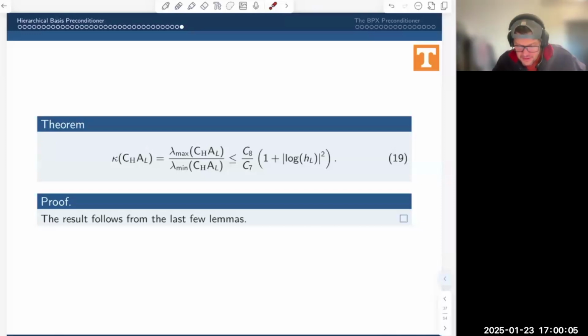So the next topic I want to talk about is the BPX preconditioner, and that one is a little easier to analyze, which makes sense just from what you see here. There are a whole lot fewer slides that are required.